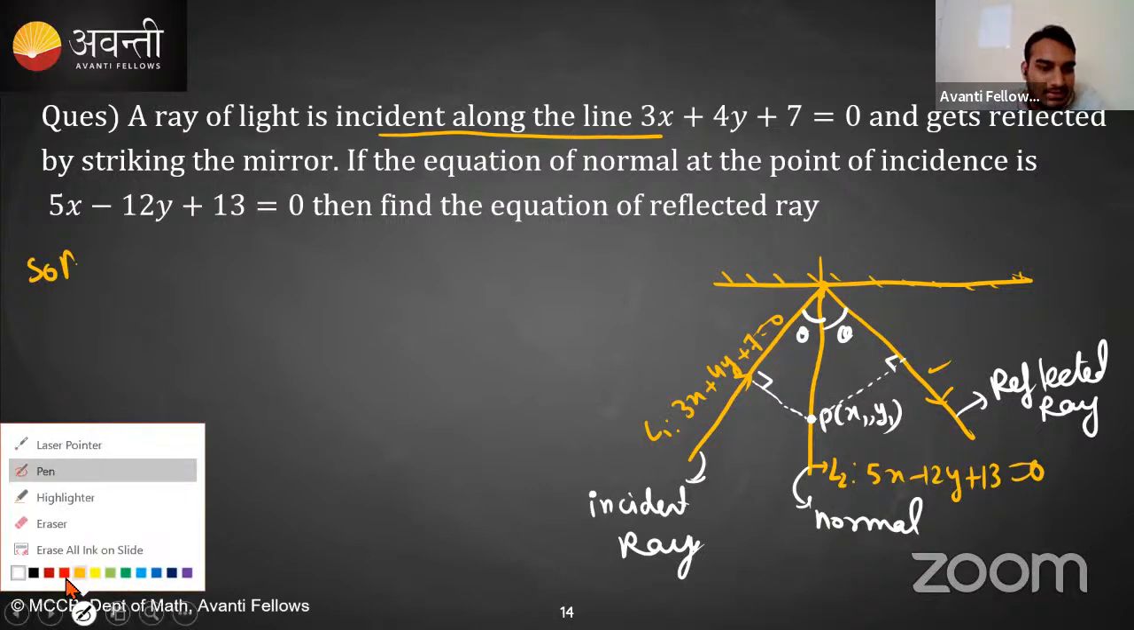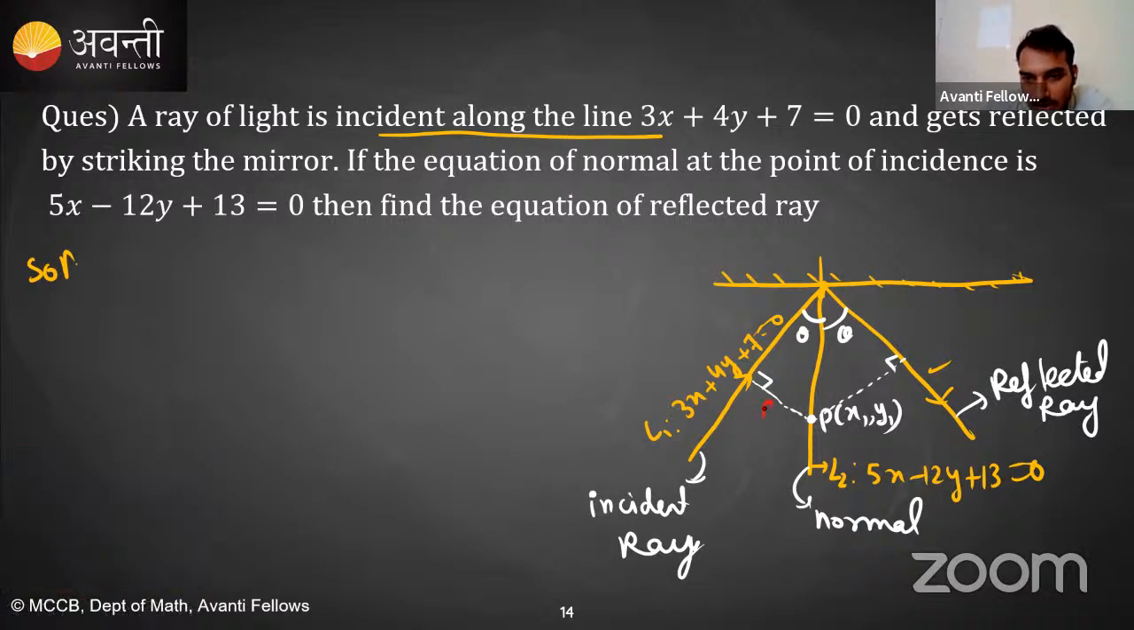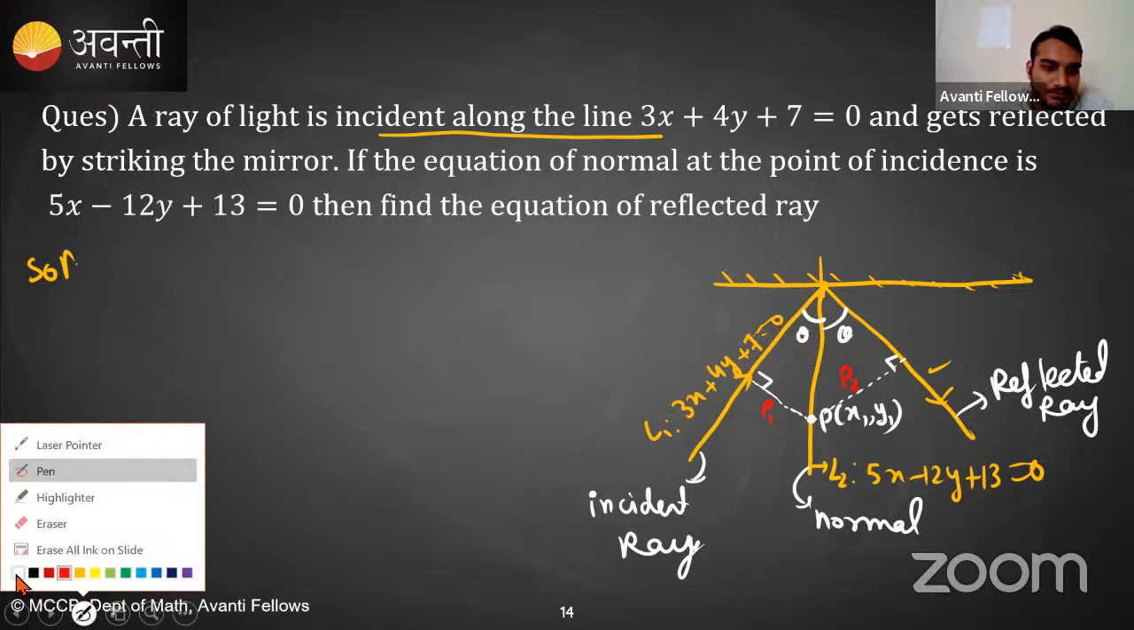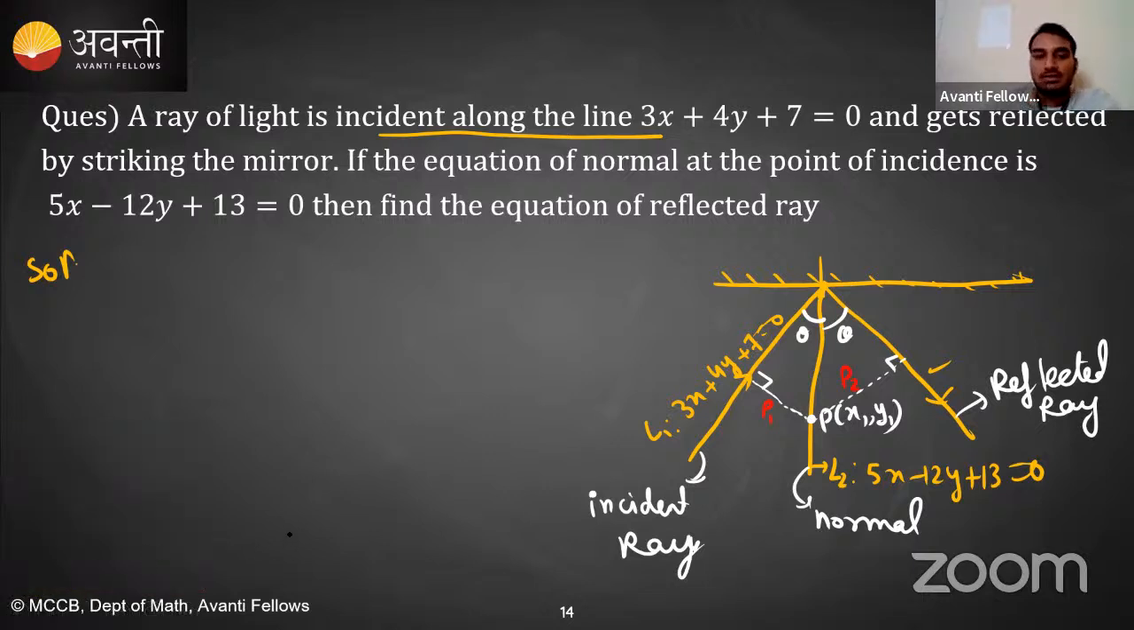Clear? Is this clear? So let's call this P1 and let's call this P2. Is this clear, students? So first of all, tell me, the reflected ray is passing through the point of intersection of L1 and L2. Right? So using the family of lines, any line which is passing through the point of intersection of L1 and L2 can be assumed as L1 plus lambda times L2 equal to 0. First point. Okay. So let's call this reflected ray L.